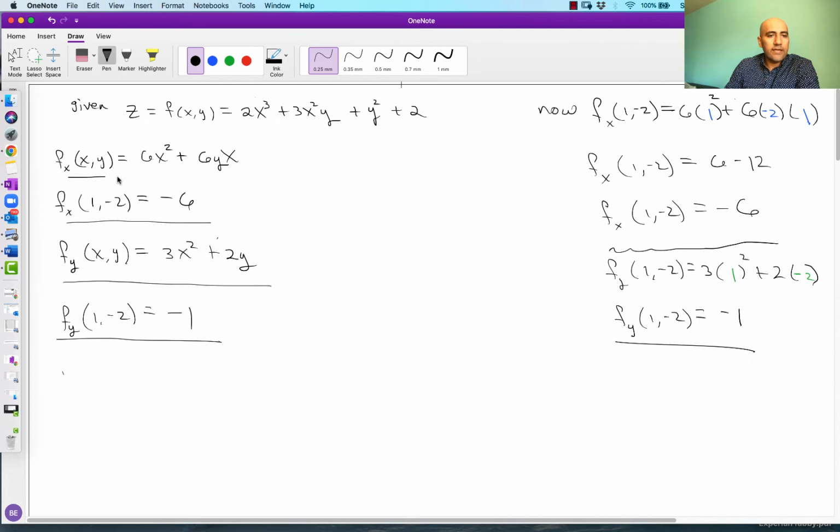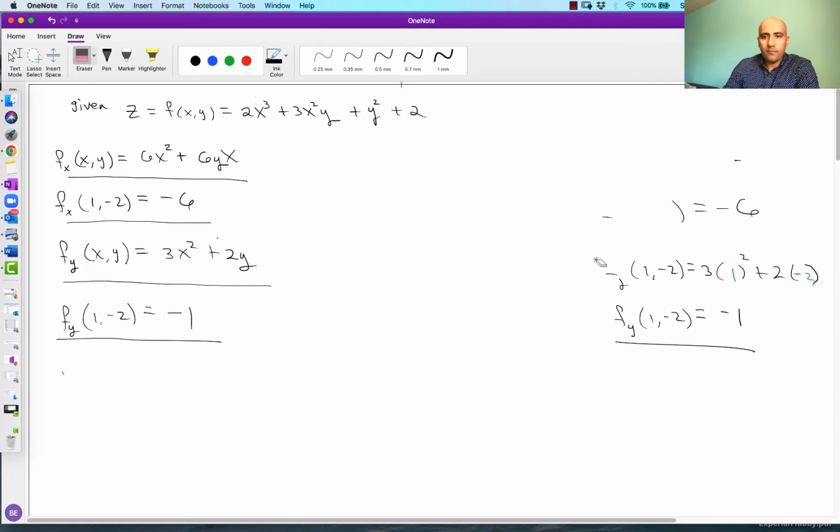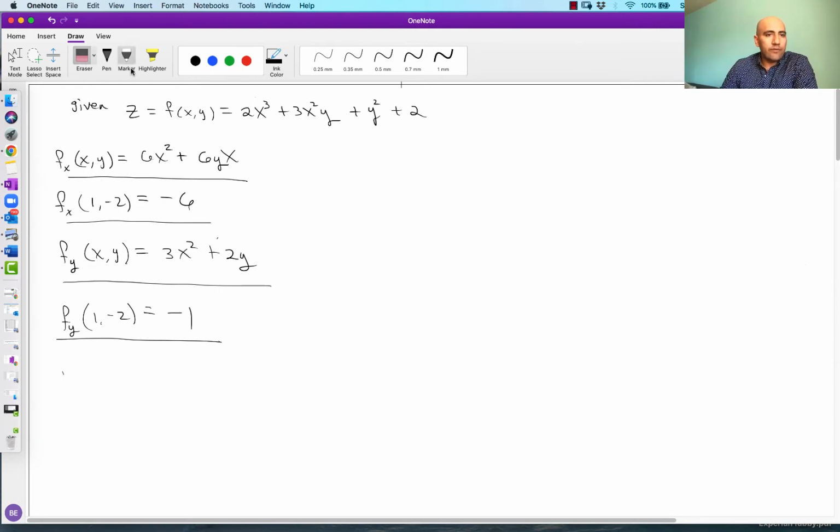So we have these four statements here. Let me erase this. We have our two partial derivatives, the derivative with respect to x of the given function and the derivative with respect to y of the same function, and for both cases we evaluated the derivatives at a specific point. Let's think about what this means. Let's try and interpret this graphically.